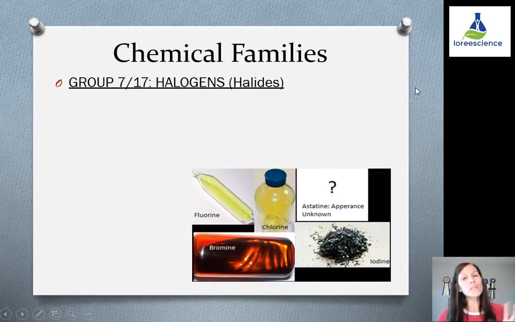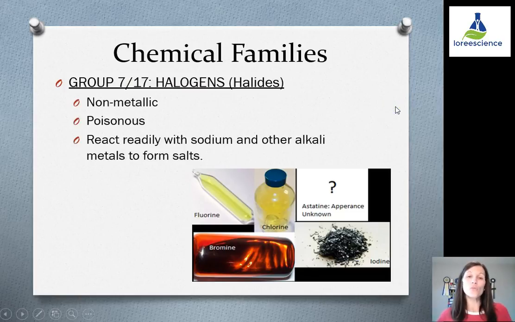Group 7, or sometimes referred to as 17, so we're hopping to the far side, are our halogens or our halide family. They are all non-metals. They're all poisonous in their forms, and they react readily with sodium and other alkali metals to form salts. So oftentimes we think of sodium chloride as salt. That's a common salt, but anytime we have a halide with an alkali metal, we have a salt. So we have fluorine, chlorine, bromine, and iodine, noticing they are in different states. Some are gases, some are liquids, and iodine is a solid.